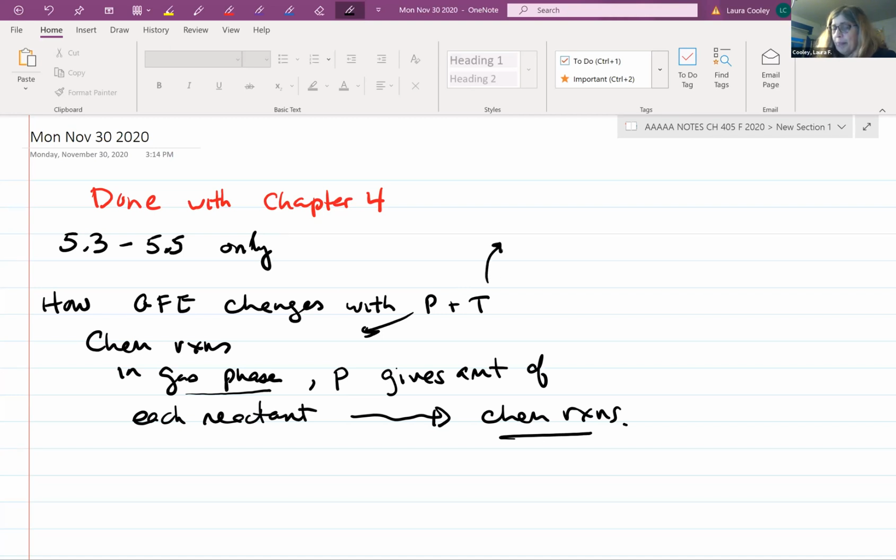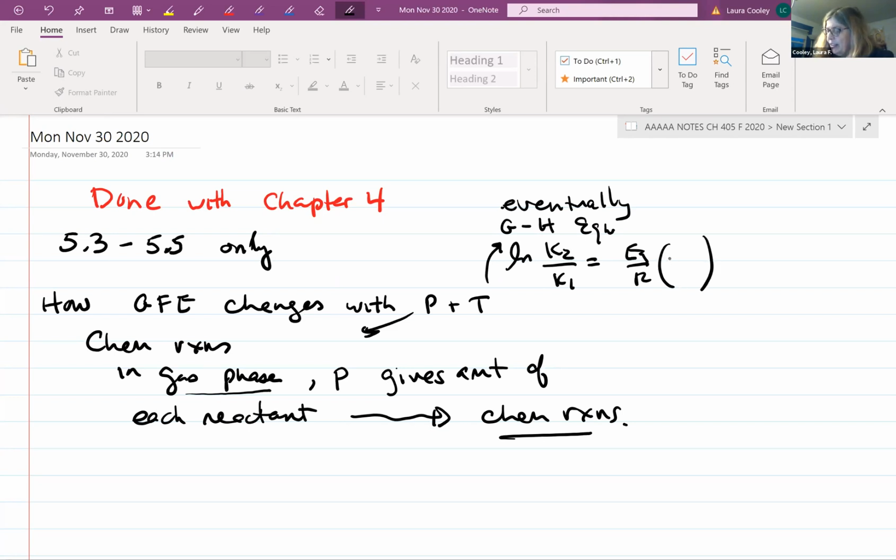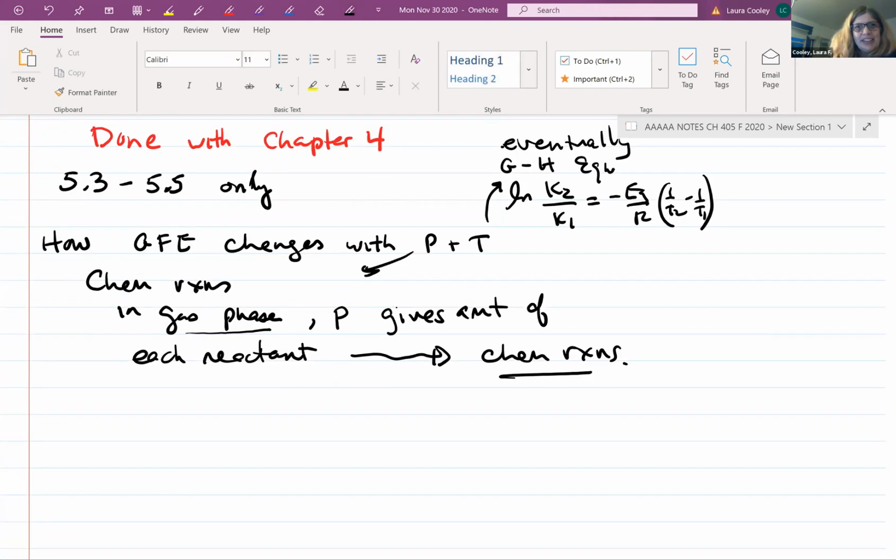How the Gibbs free energy changes with temperature is eventually, we're not going to do this right away, but eventually this is going to lead to that Gibbs-Helmholtz equation, which is that log of K2 over K1 equals EA over R, and then the temperature is in there. Remember, I think it was 1 over T2 minus 1 over T1. So that is going to come from the temperature dependence of the Gibbs free energy, believe it or not. I mean, it doesn't look it now, but it actually does.